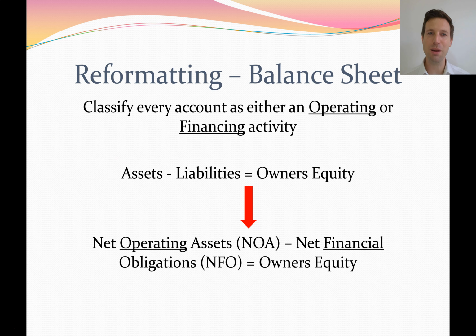Okay, let's move on to step 2 in the process, which is reformatting the balance sheet. To reformat the balance sheet, we have to classify every account as either an operating or a financing account. On a traditional balance sheet that you're familiar with, you know that assets minus liabilities equals owner's equity. What we're going to do when we reformat, we're going to classify all our operating activities together, and we're going to classify all our financing activities somewhere else. We're going to have some different headings. We're going to then have net operating assets minus net financial obligations equals owner's equity.